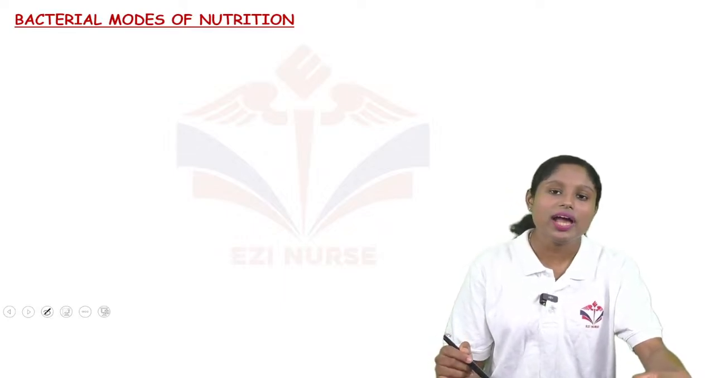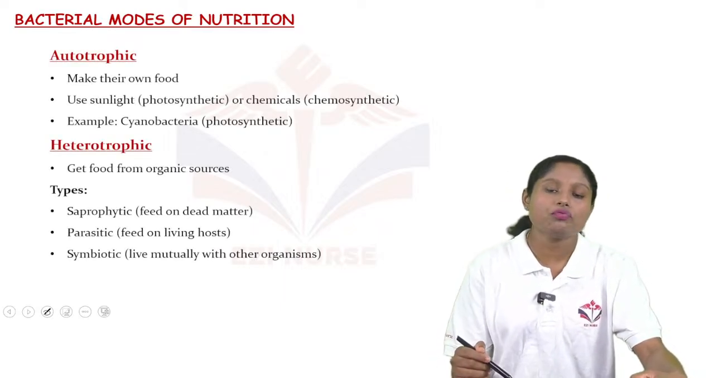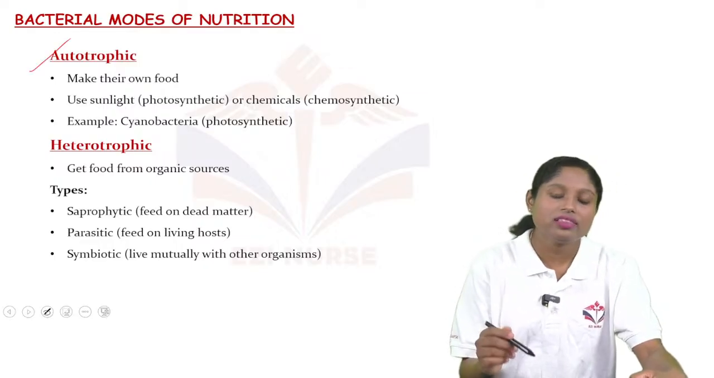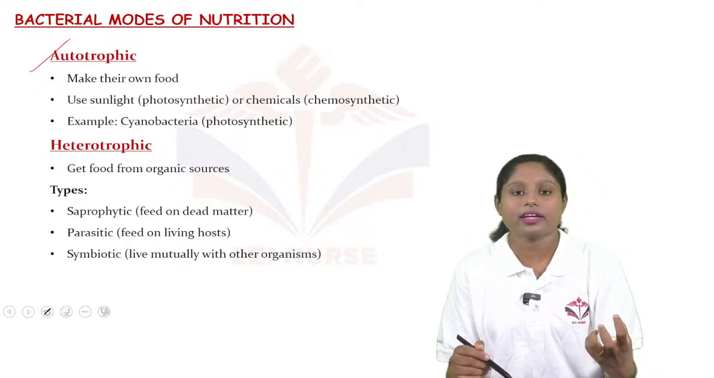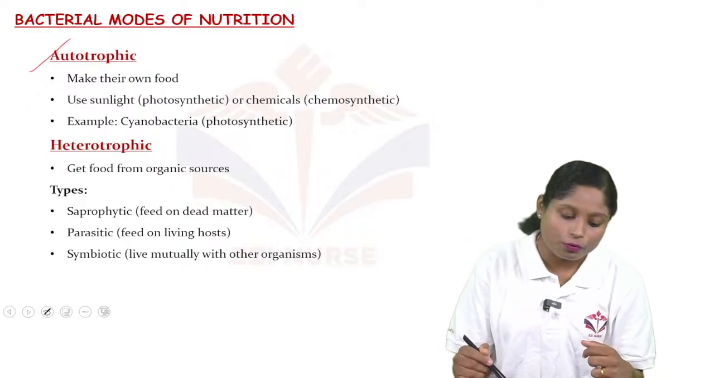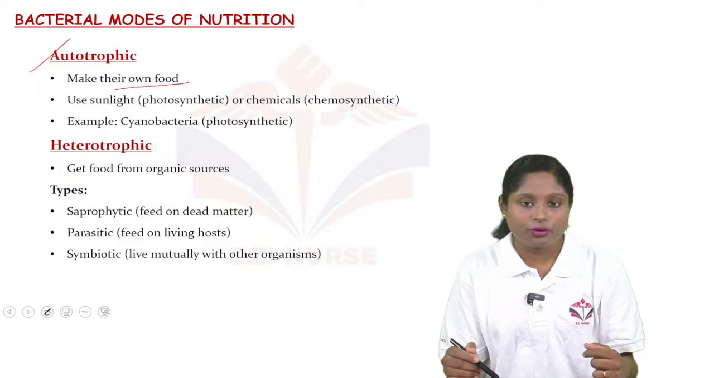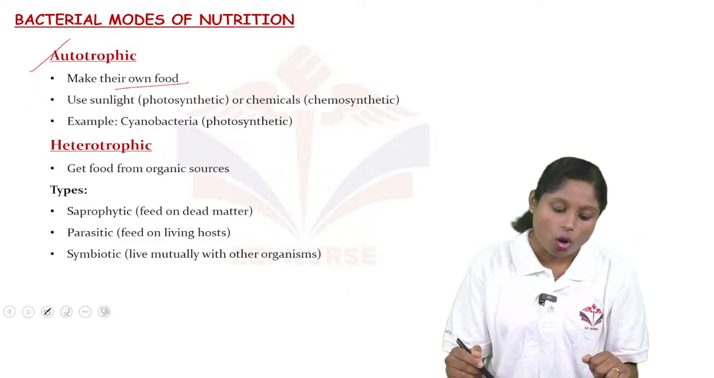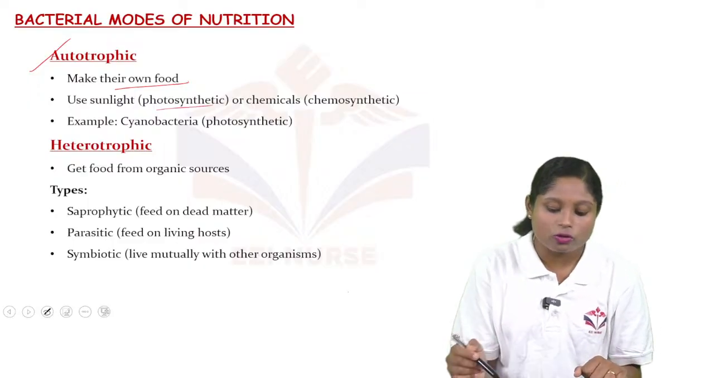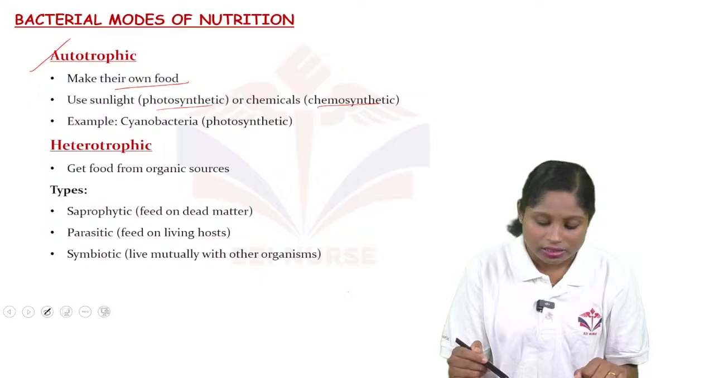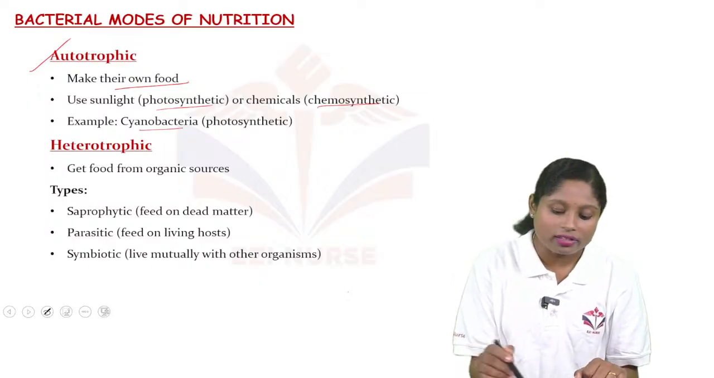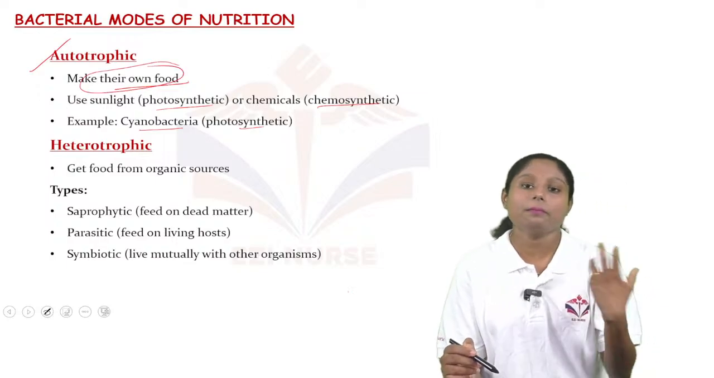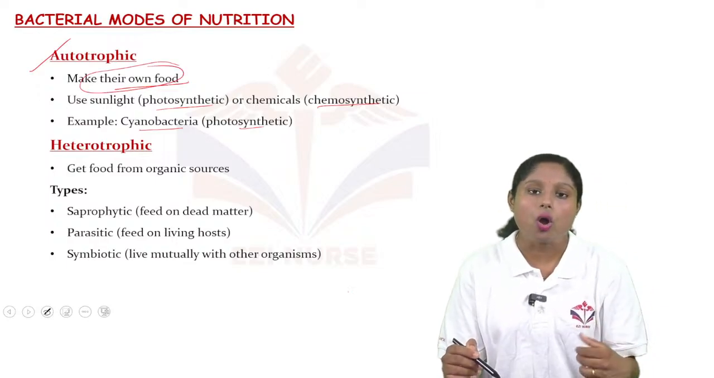We are continuing to the next topic, bacterial modes of nutrition. What is the bacterial mode of nutrition? First is autotrophic, which means they make their own food. That category of bacteria is known as autotrophic. They use sunlight, photosynthetic, or chemicals, chemosynthetic. Examples, cyanobacteria, which is photosynthetic in nature.